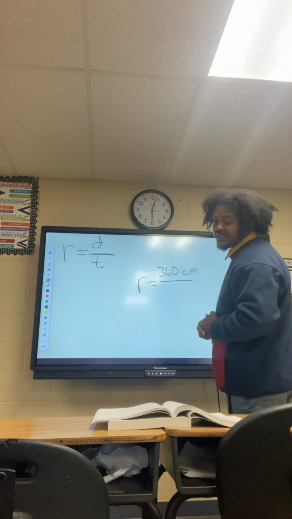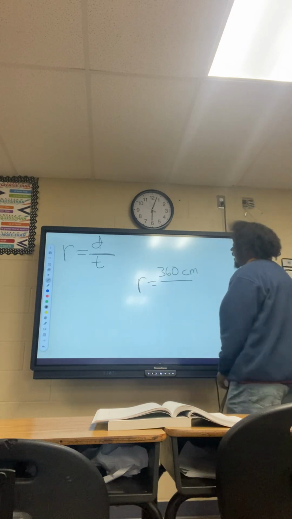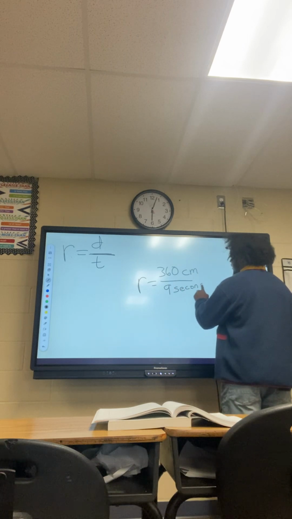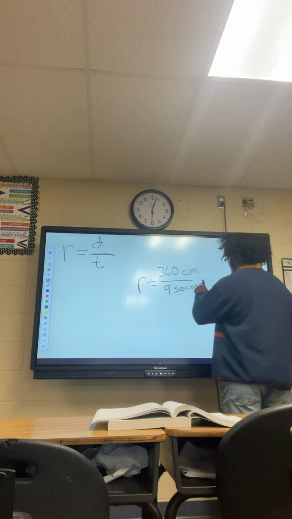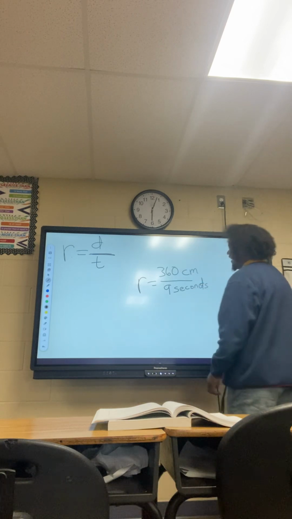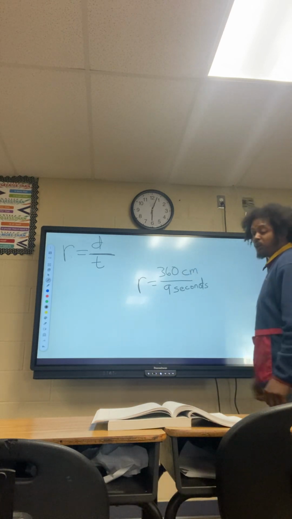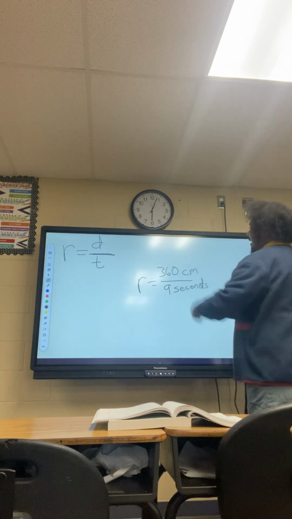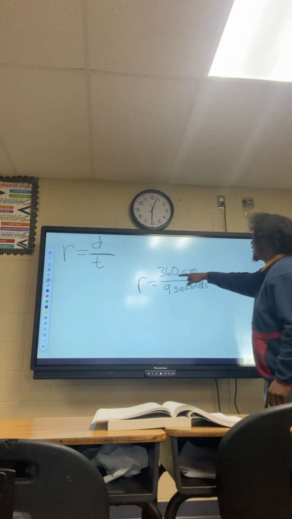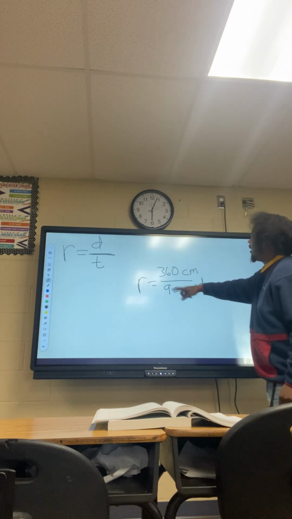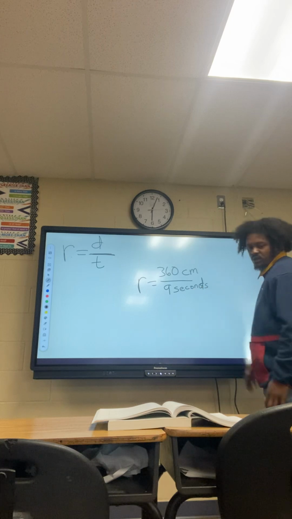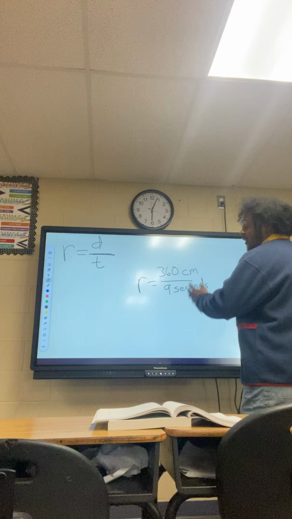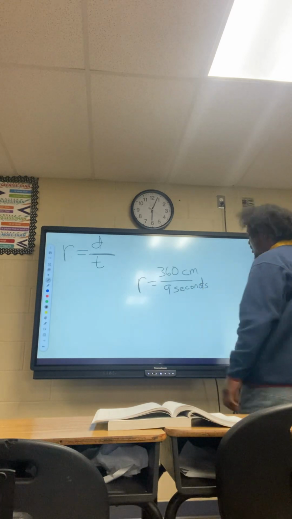And what else did they give us? They give us time. What was the time? It was 9, and the unit was seconds, okay? Okay, so here's how your formula should be set up after you fill it in. So R equals distance divided by time. R equals our distance, which is 360 centimeters, divided by our time, which was 9 seconds, okay? So now we should go ahead and divide. I'm gonna delete this and set up our long division problem, okay?